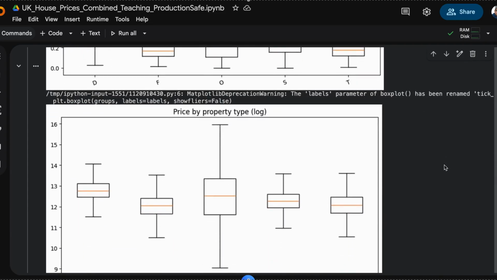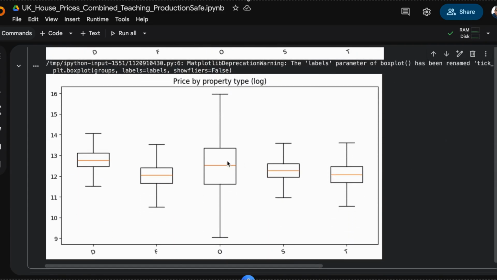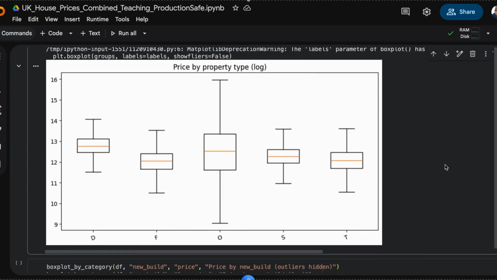Now we repeat the analysis using log transformed price. Notice how the distributions appear more compact. The extreme skewness is reduced. The separation between categories becomes clearer. The log scale allows us to compare proportional differences rather than absolute differences. This often provides better modeling stability.